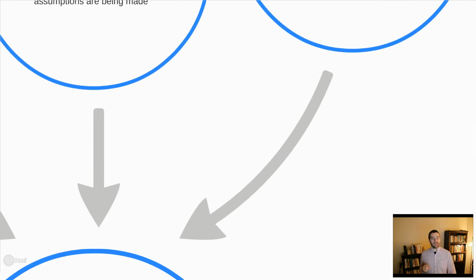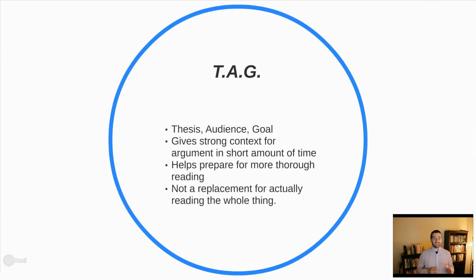Once we've identified these three, the thesis, audience, and goal, so tag, right? We've gotten a strong context for an argument in five minutes, maybe ten, and that helps to prepare for more thorough reading. It isn't, of course, actually a replacement for reading the whole thing, but it is a good idea before you sit down to read any prolonged works, because it can be very easy to get lost in a longer work if you're trying to figure it out as you go along.